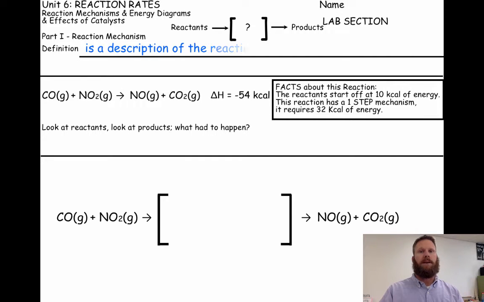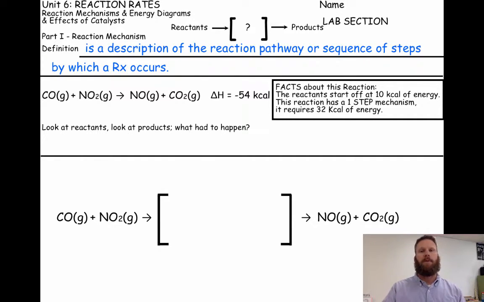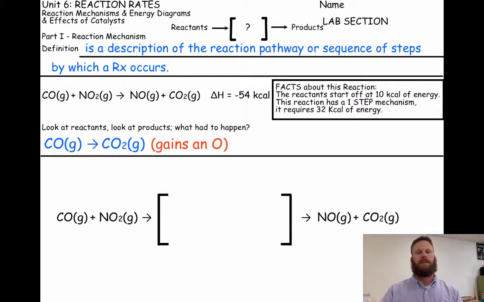So a reaction mechanism is the steps that occur during a chemical reaction. Take this reaction between carbon monoxide and nitrogen dioxide. We can see that nitrogen monoxide and carbon dioxide are produced, but what are the details of this reaction? What really happens? Well, look at what happens as the process progresses from reactants to products. Carbon monoxide changes to carbon dioxide, and oxygen is gained. And NO2 forms NO, and oxygen is lost. These are the details of the story.